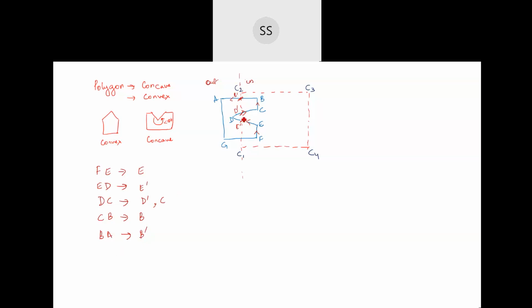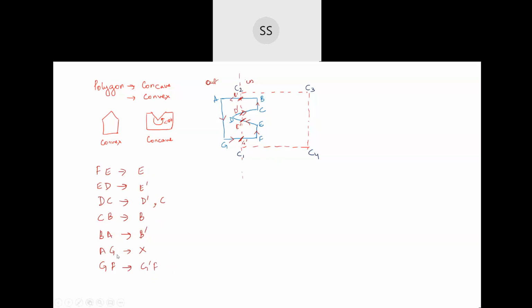Okay. Next I have AG. Both the vertices are on the outside area, so I don't consider any one of them. And then the next edge is GF. Here I see the intersection of this edge with my clipping window, and we'll name it after the first vertex, that is G dash. As it is going from out to in, I need to make points G dash and F. So these are the output vertices.